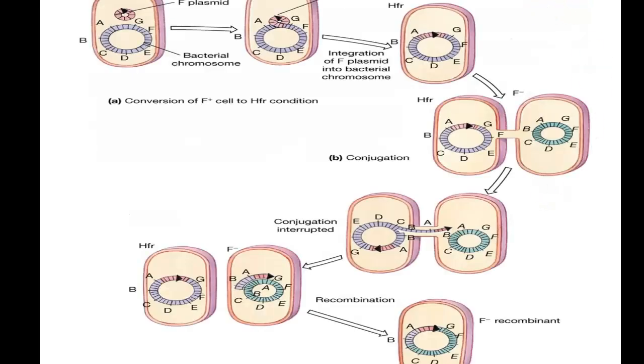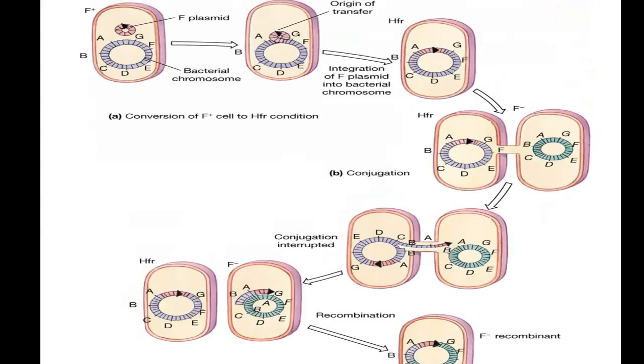So if you take a look at this picture, we have our F plus cell at the top with an F plasmid. And in that next picture, that F plasmid becomes incorporated into the chromosome. So now it becomes an HFR cell. This HFR cell is still the donor cell. So now it can mate with a recipient cell, and some of those chromosomal and plasmid genes can actually move.